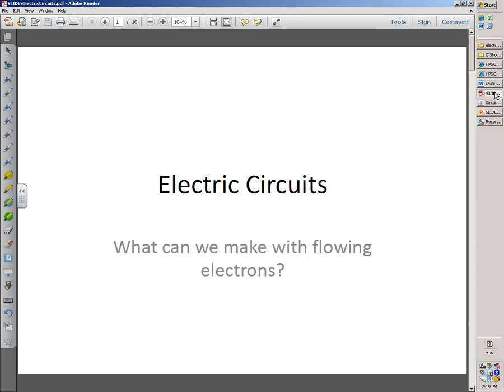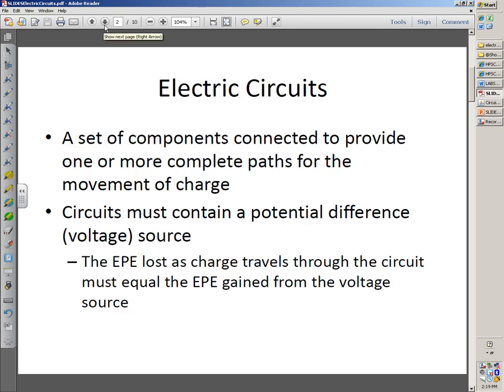Okay. So first, a circuit, by definition, is a set of components connected to provide one or more complete paths for the movement of charge. Like we talked about before, circuits have to contain a voltage source or a potential difference source. In the case of our circuit that we just built, that potential difference is coming from where? What's providing the voltage? That's the battery, right? So we said it could be a voltage source or an energy source.